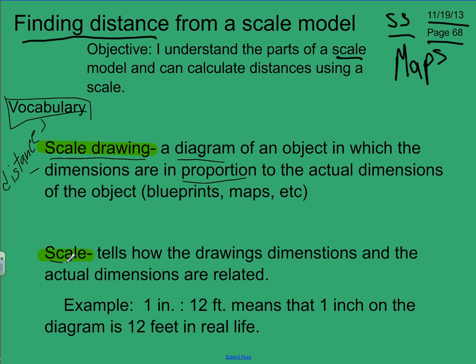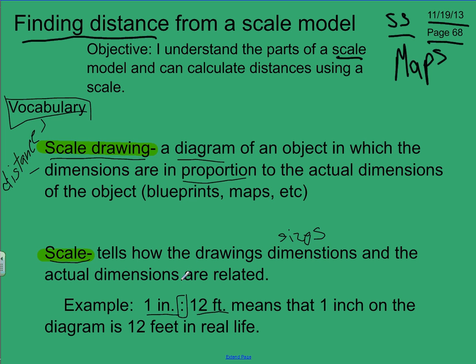The scale, we talked about this in the video from last night, tells us how the dimensions or the distances or the sizes of the drawing and the actual dimensions are related. So a lot of times on a map you'll see something like this: 1 inch, then a colon, and then 12 feet.